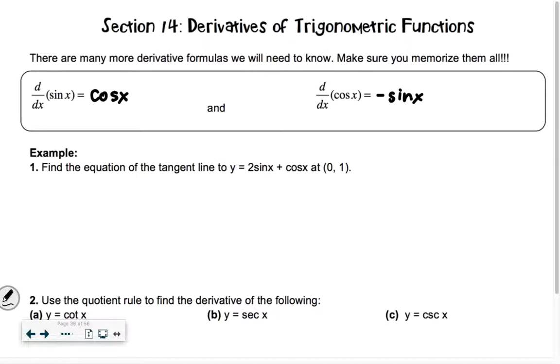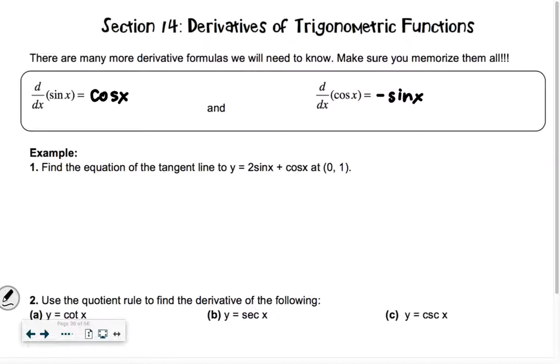So number 1 says find the equation of the line tangent to y equals 2 sine of x plus cosine of x at (0, 1). We've had a lot of these so far. Anytime we see find the equation of the line tangent to, some of you were trying to think way back to when we found the derivative with the limit definition. We don't have to do that. Now that you know the shortcut method, you can just use the shortcut. You don't have to do limit as h goes to 0, all that.